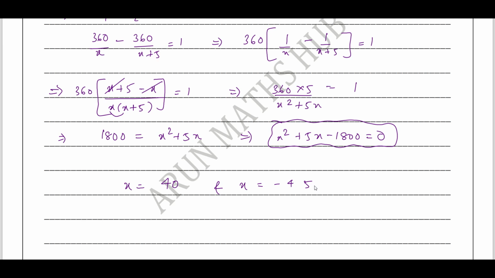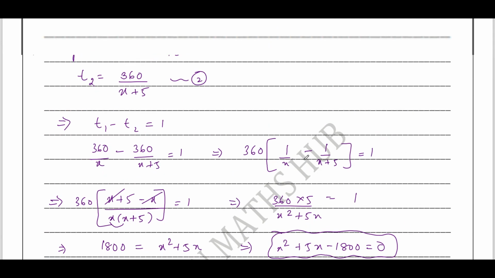Speed cannot be negative, therefore the speed of the train is what? 40 kilometers per hour. Therefore you should write the statement: the speed of the train is 40 kilometers per hour.